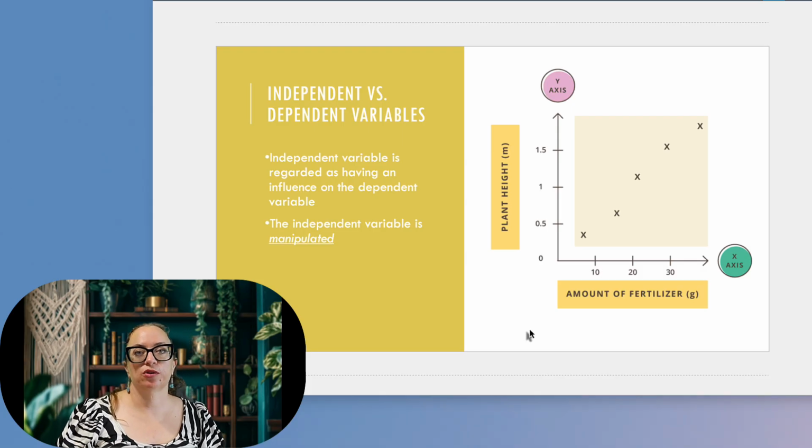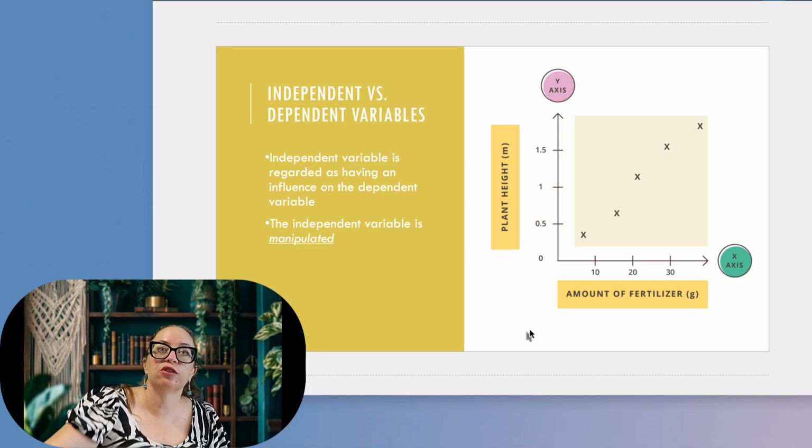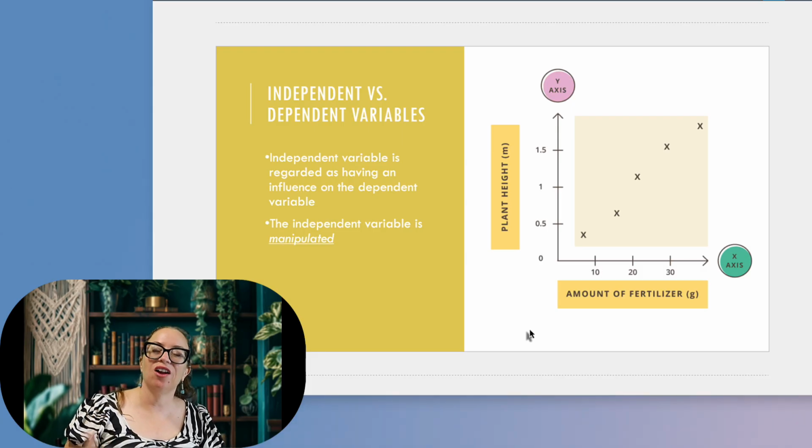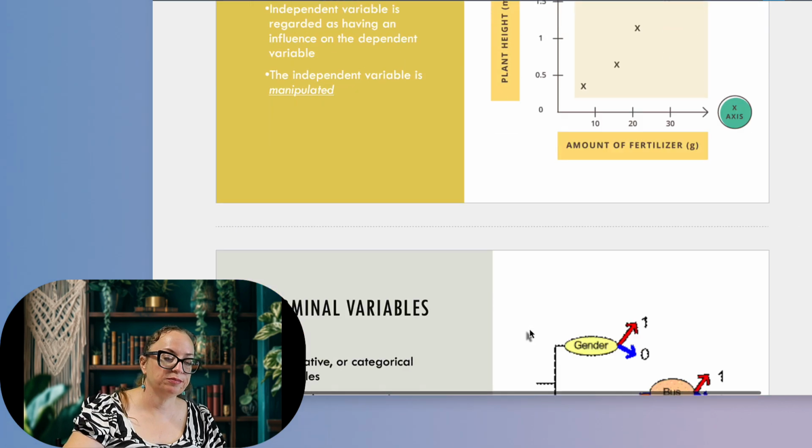But we'll talk about some variables later that aren't so easy to manipulate. So be careful when we approach the word manipulated, because it's not always as clear cut as this. But nonetheless, it is a way that the independent variable is talked about a lot. So I want to make sure that we touch on that a little bit.